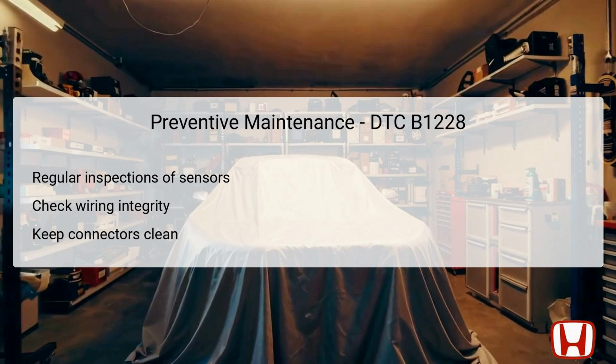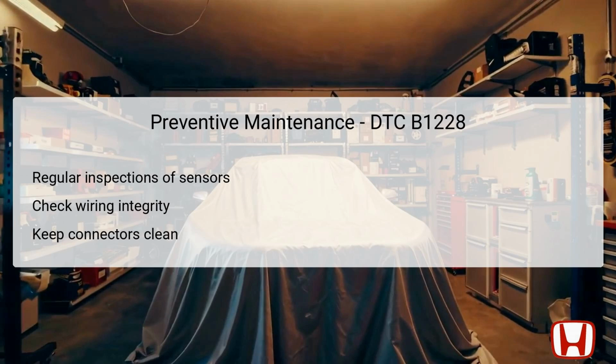Regular inspections of the outside air temperature sensor and its associated wiring can help identify wear and tear before they develop into bigger problems. It's vital to check the integrity of the wiring regularly, ensuring that there are no signs of fraying or damage that could lead to shorts. Additionally, keeping all connectors clean and free of corrosion can prevent faulty connections that might otherwise result in DTC indications.